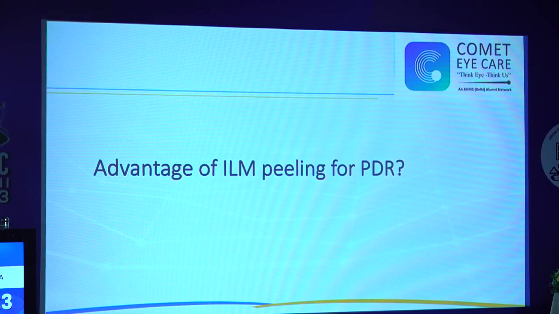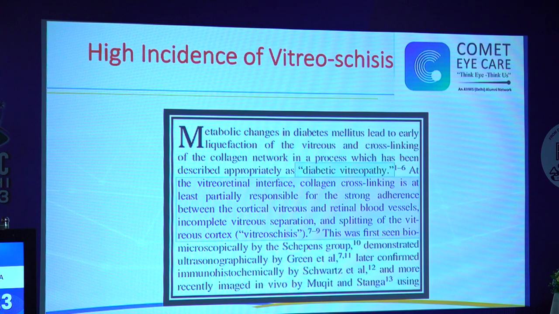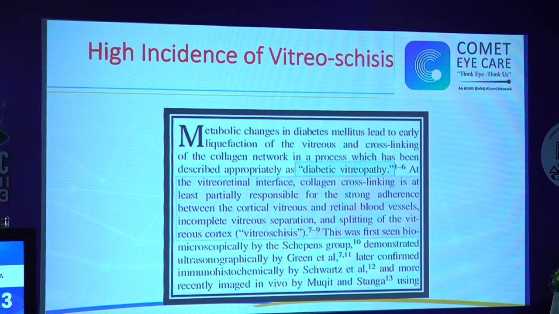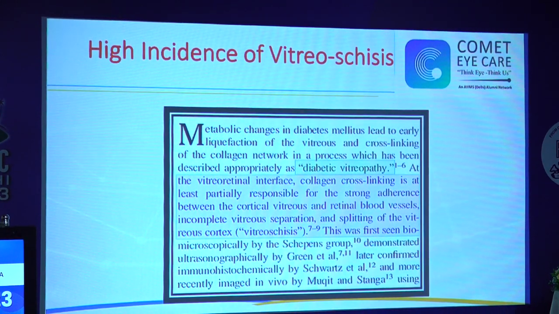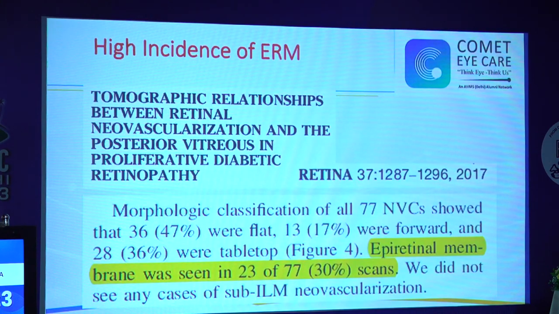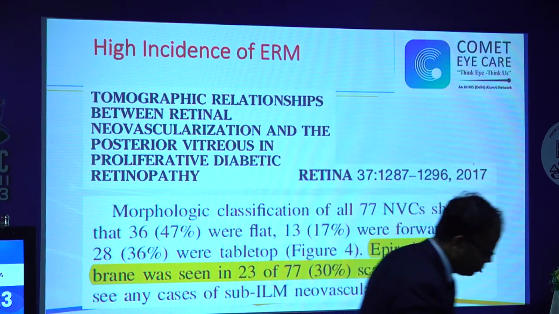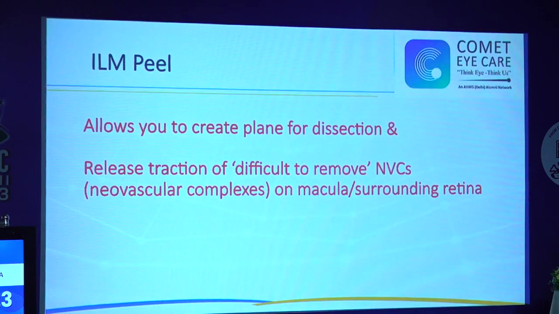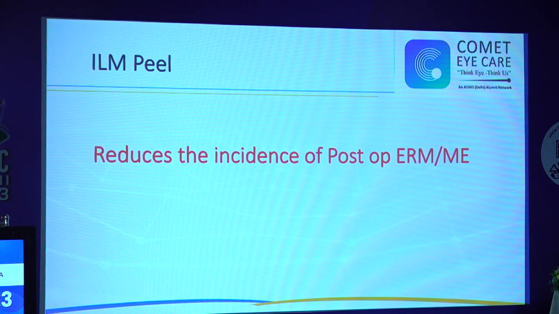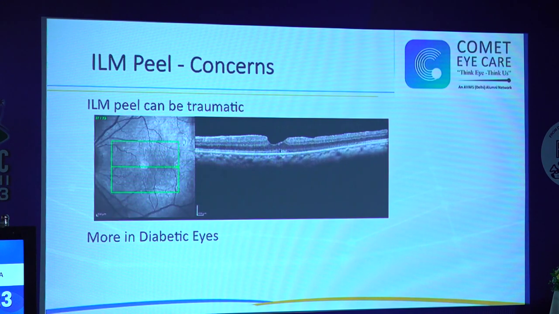So what are the advantages of ILM peeling in eyes with PDR? The PDR eyes, diabetic eyes, have a high incidence of vitreoschisis, and ILM peeling makes sure that the outer layer of vitreoschisis is removed. Moreover, the PDR eyes also have a high incidence of ERMs. So ILM peel allows you to create a plane for dissection and release traction of difficult to remove neovascular complexes on the macula and surrounding retina. It also reduces the incidence of post-op ERMs.